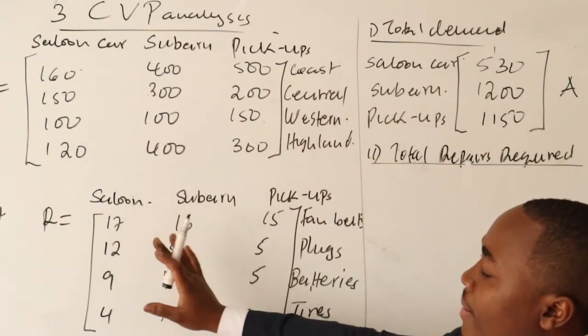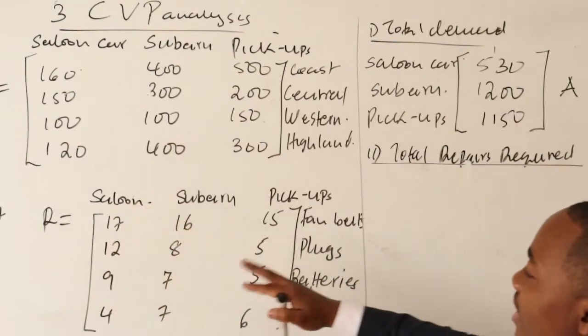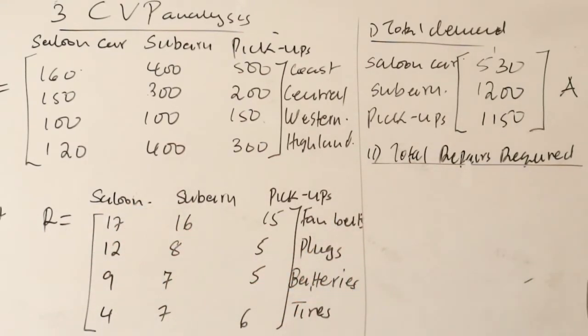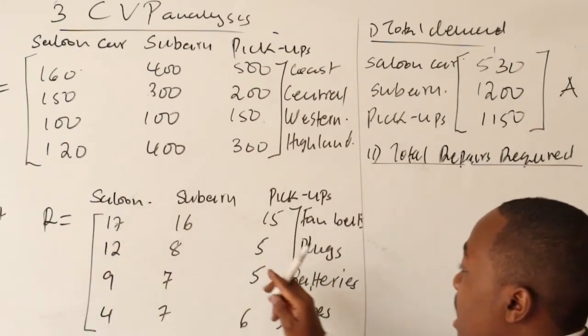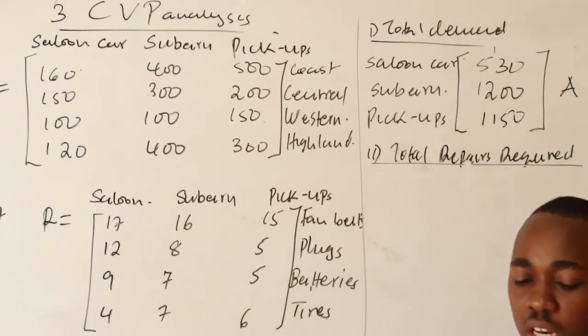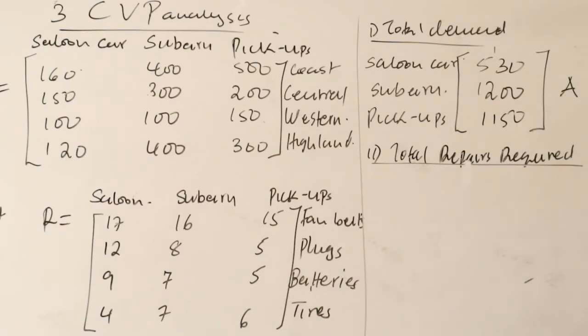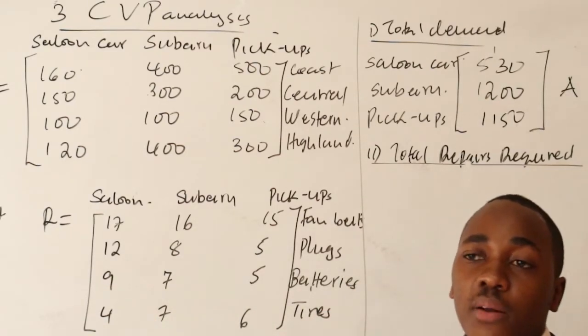In matrix number 2, matrix R, you had been given the repair required for each type of car. For example, fan belts, for salon you require 17 in a given year. For plugs, you require that. Now, the question is, you determine the total repair required. So to get the total repair required, it's very easy.